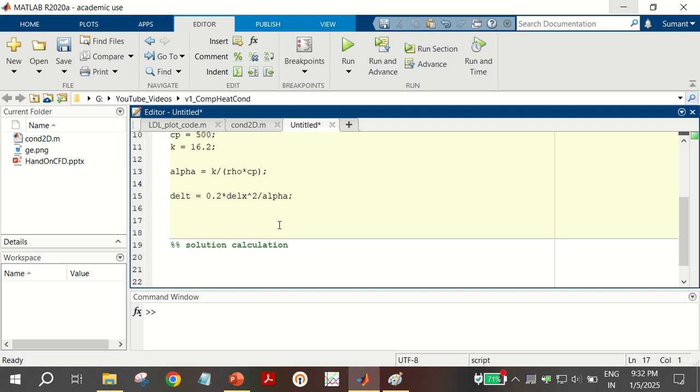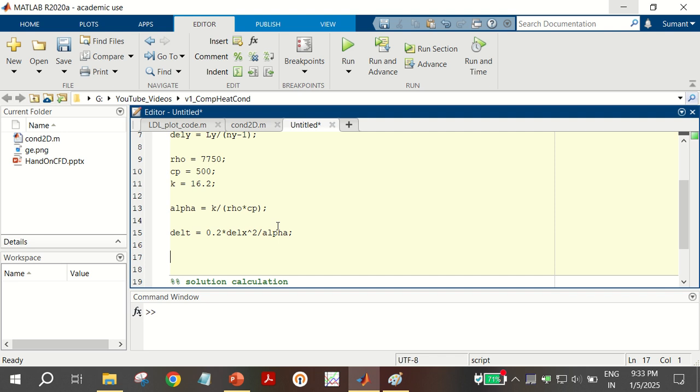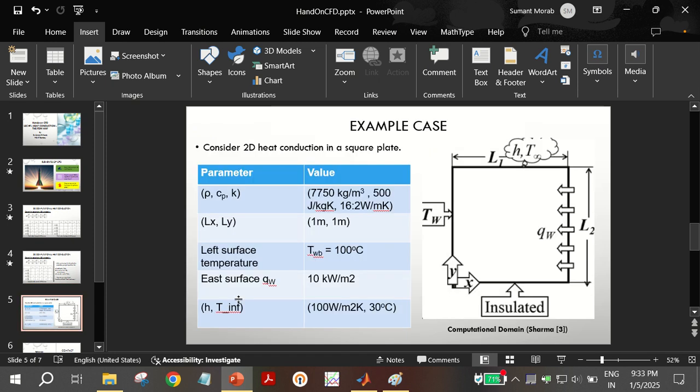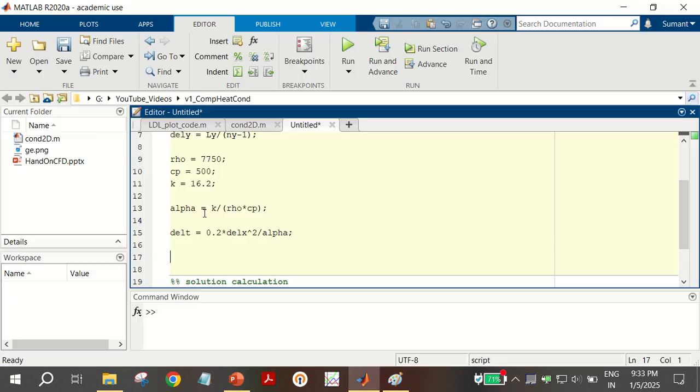Okay. So this derivation is already there in much of the literature, so I'll not go into the derivation. I gave you a physical sense. I think that should be good enough. So these are the things, and for boundary conditions, let us see if we need anything. Yeah, so we need h and t infinity, so let us also define that. h is equal to 100, t infinity is equal to 30.